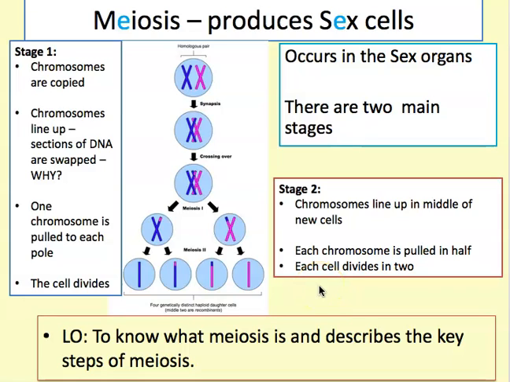For males, this happens in the testes. For females, this happens in the ovaries. There are 2 cell divisions. Cell division 1 happens here. Cell division 2 happens here. The 4 cells that are made are all genetically different.